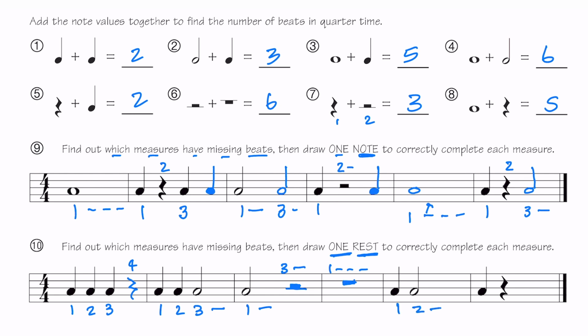1, 2, that is 3, so I'm missing count 4. And remember, it's a rest. 1 count rest is a quarter rest. 1, 2, I'm missing 3, 4, half rest. Remember, that sits on a line.